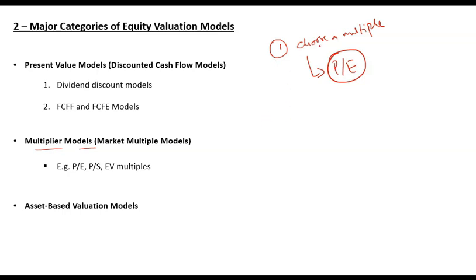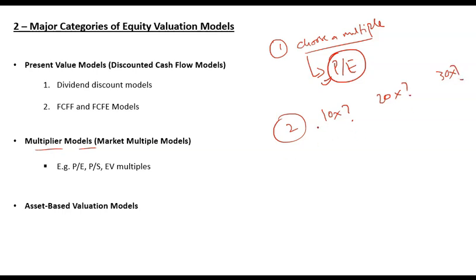How do we use it? Once you have chosen a multiple, you say that this is the multiple that I will use for valuation. This is the correct multiple. Then next step is that you choose a benchmark. You should decide what the multiple should be. Should it be 10 times? Should it be 20 times? Should it be 30 times? What the true multiple should be.